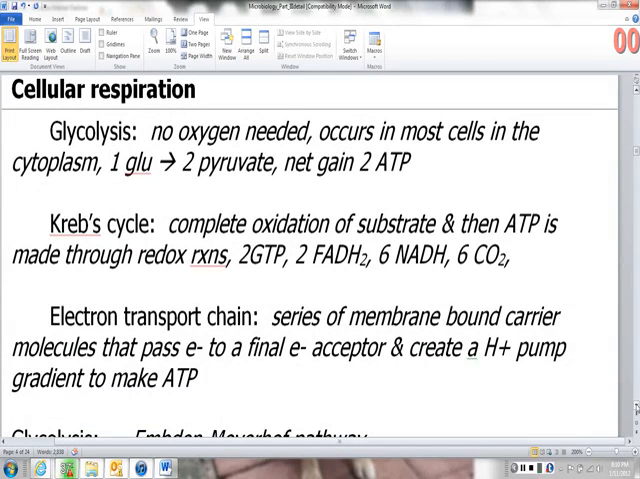The Krebs cycle is where we have complete oxidation of the substrate, resulting in 2 GTP, 2 FADH2s, 6 NADHs, and 6 carbon dioxide. ATP is then made through a series of redox reactions. The electron transport chain is where the redox reactions occur, using a series of membrane-bound carrier molecules that pass electrons to a final electron acceptor. This creates a proton pump gradient used to make ATP.